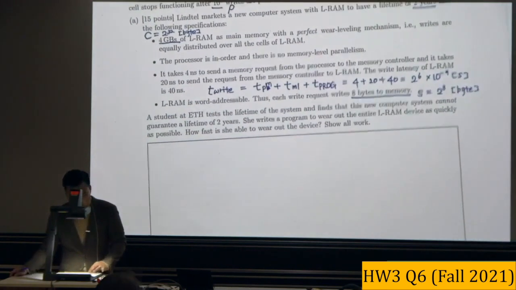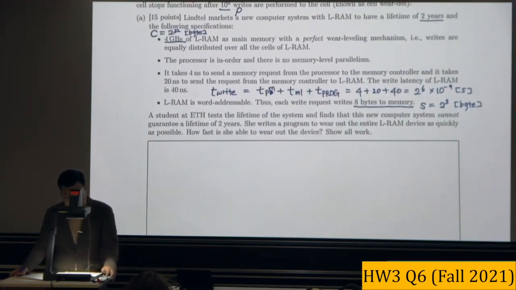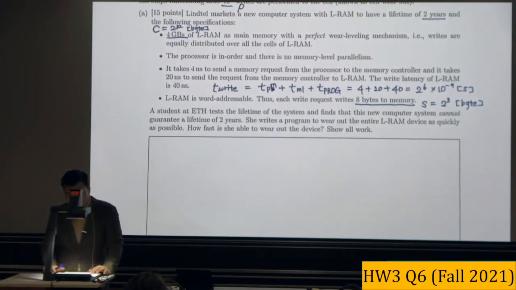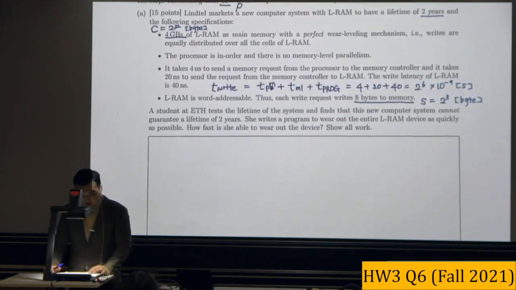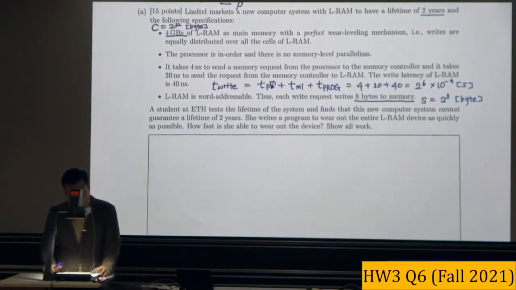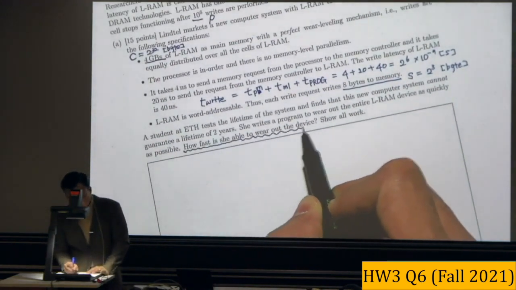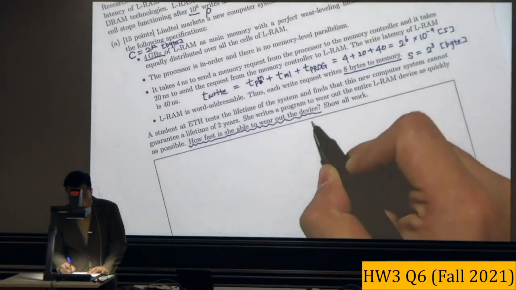Okay, the final question is, an ETH student tests the lifetime of the system and finds that this new computer system cannot guarantee a lifetime of 2 years. So she writes a program to wear out the entire LM device as quickly as possible. And it is finally asking how fast she is able to wear out the device. It means that actually this is the guaranteed lifetime at the worst case, right? So I will put this as T.